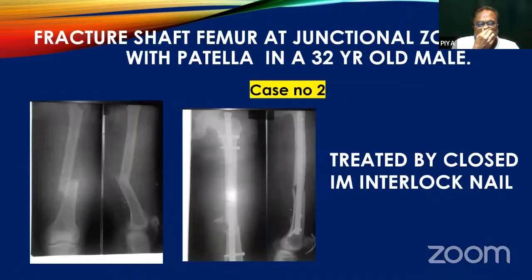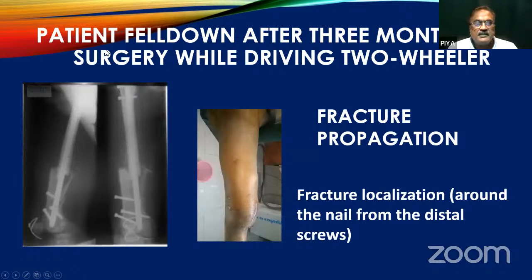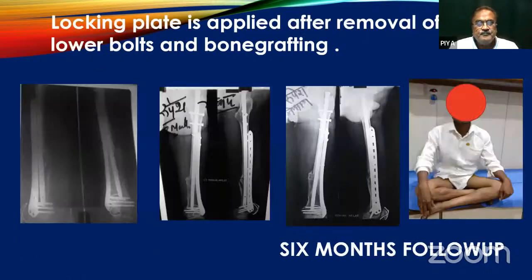Another example, a fracture shaft of the femur at the junctional zone with patella fracture in a 32-year-old male treated by closed interlocking nail. Ultimately, 3 months after surgery, while driving his scooter, he had a fracture propagation, localized around the nail at the distal screw. And you can see here it's a comminuted fracture extending into the supracondylar area. In such a situation, a locking plate was applied after removal of the lower bolts, and bone grafting was done. At 6 months follow-up, the fracture had healed.